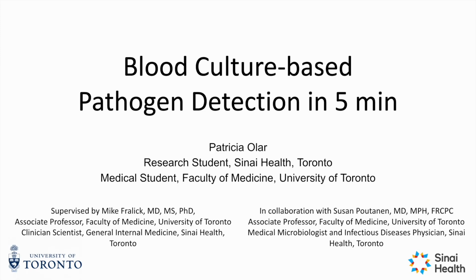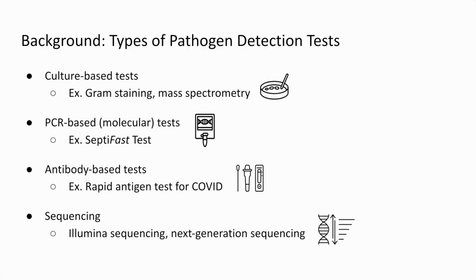Today we'll be discussing blood culture-based pathogen detection testing in 5 minutes. To start with some background, let's review a few different pathogen detection tests. The current gold standard to identify bacterial pathogens are culture-based tests. These include Gram staining techniques, mass spectrometry, and other biochemical identification tests.